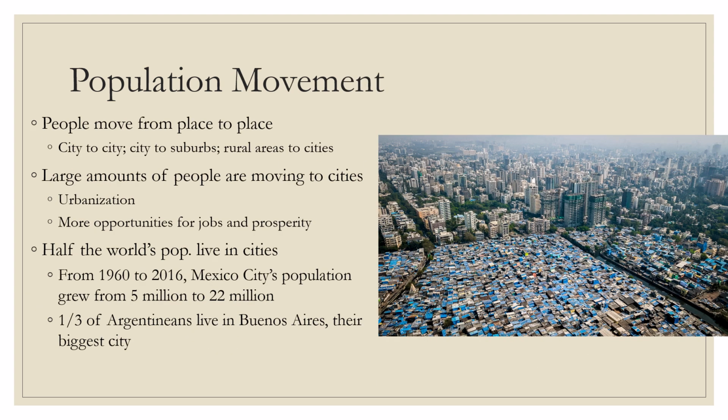And then we also have population movement. So people like to move from place to place. They might move from city to city, city to suburbs, a rural area to a city. Right now we see a lot of people moving to cities in general, and this is called urbanization.